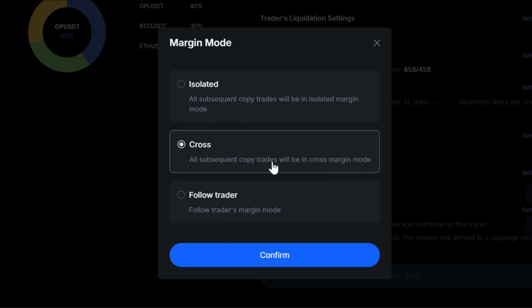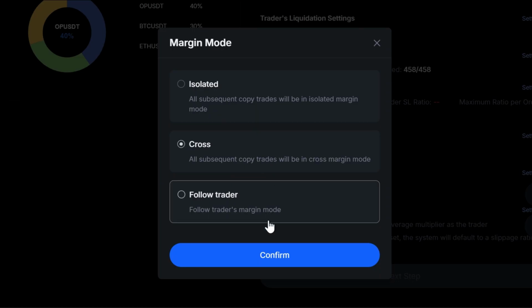Cross margin means all available balance of the corresponding margin account will be deployed to meet maintenance margin requirements and prevent liquidation. This is riskier because your entire balance is at stake. If you select follow trader, you will follow the setting on your copy trader.